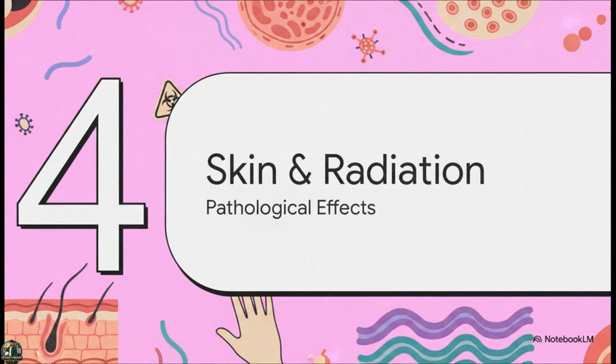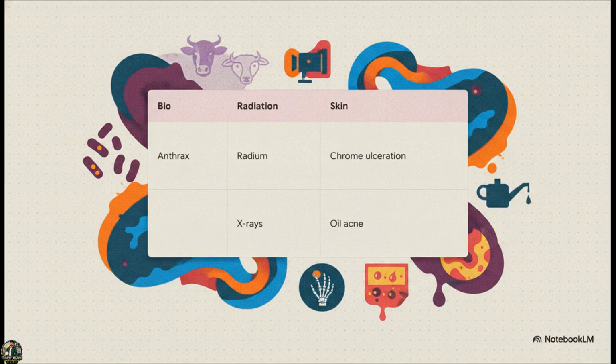All right, on to part 4, skin, radiation, and biology. This diverse bucket is fascinating because it shows just how incredibly varied occupational hazards can actually be. On the biological side, entry 11 lists anthrax, a really serious infectious disease that workers handling contaminated animal products might face. Then, look over at the radiation column.